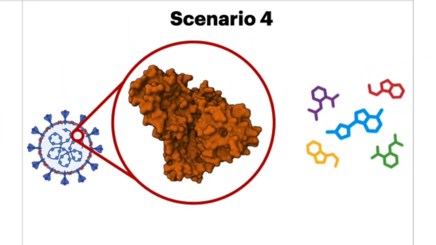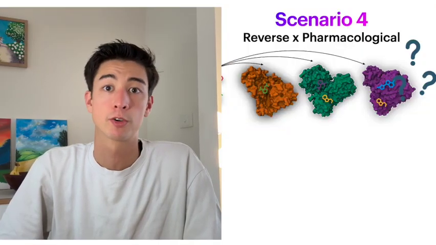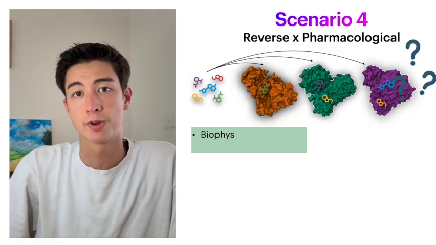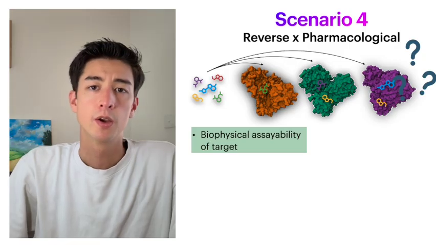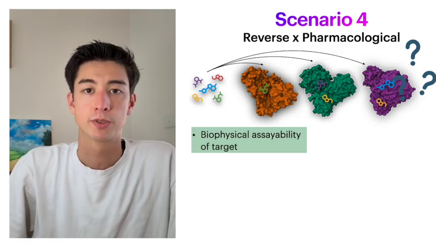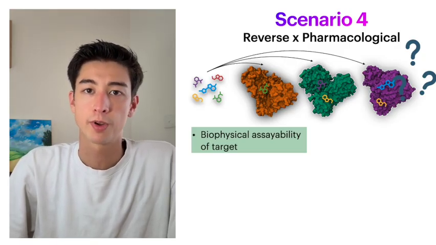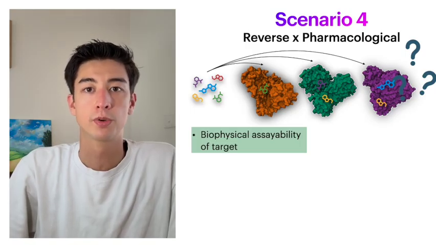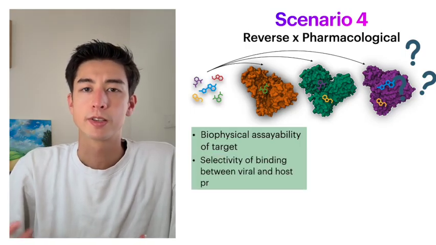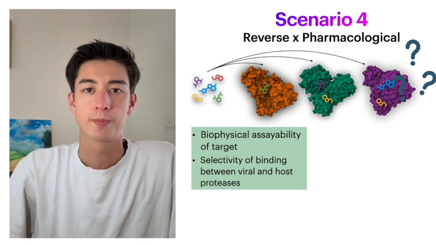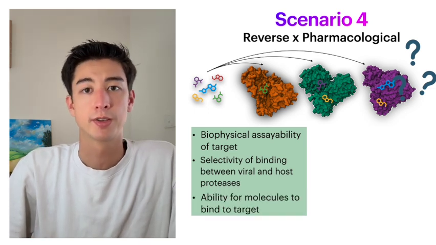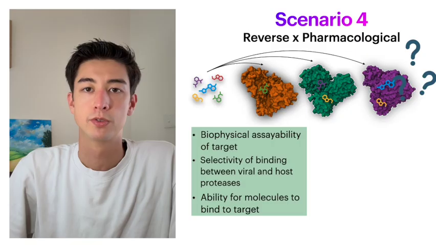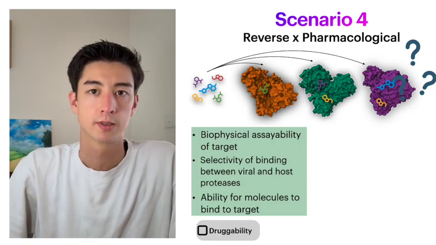Finally, in scenario 4, we focus on biochemical binding assays. Here we test whether small molecules bind selectively to the viral protease compared to endogenous proteases found in host cells. We assume the viral protease has been structurally characterized or purified, and that the closely related endogenous proteases are available for comparison. So in this scenario, we want to determine whether the compounds can selectively bind to the viral protease compared to normally expressed host proteases.